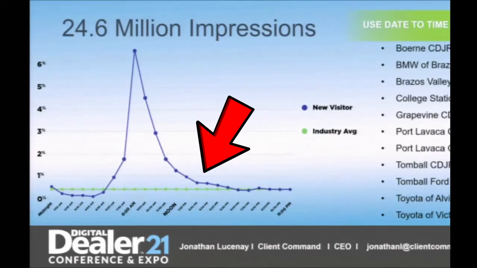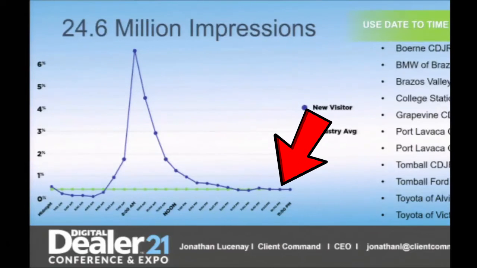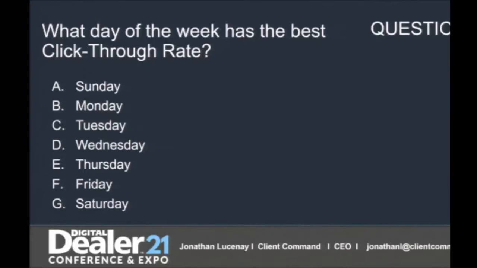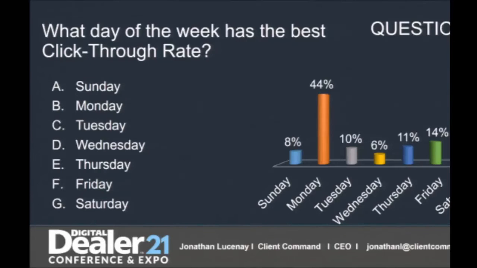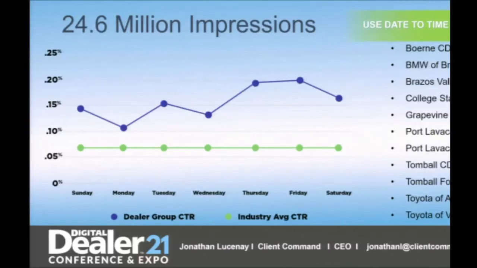And by the time they got to the 6 p.m. to 12 p.m., they were right on industry average. What day of the week has the best click-through rate? And clearly they do a good job above industry average every day, but significantly better on Thursday and Friday than they do every other day of the week. How would you use this data to drive your purchasing of ads?